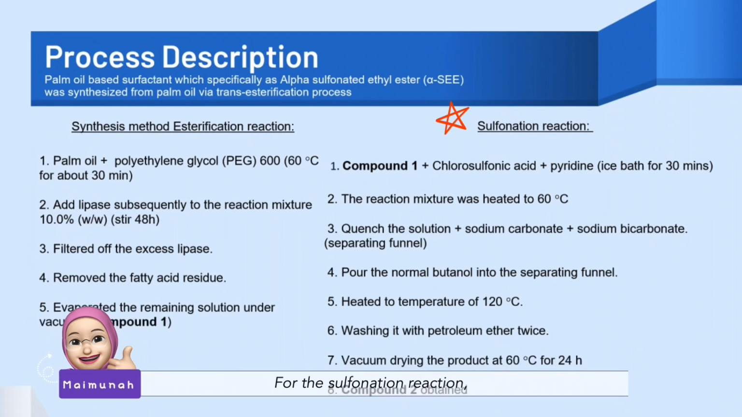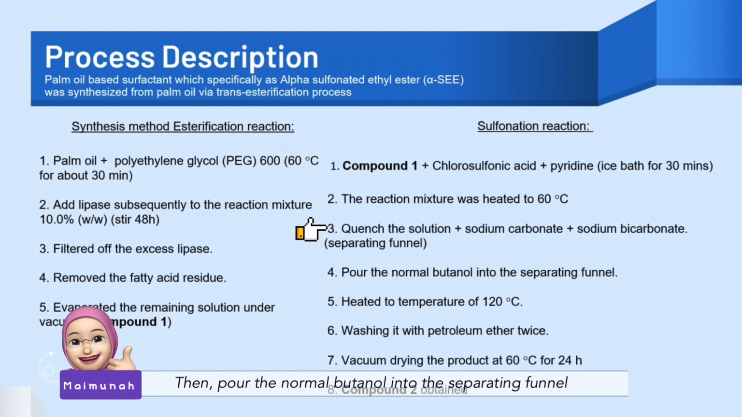For the sulfonation reactions, use the product obtained in the esterification reactions to synthesize the desired product by sulfonation of palm oil ethyl ester. In these reactions, add the chlorosulfonic acid to pyridine, then carry out the reactions in an ice bath under constant stirring for 30 minutes. After that, the reaction mixture was heated to 60 degrees Celsius till a clear solution was obtained. Then, quench the solutions with a saturated solution of sodium carbonate and sodium bicarbonate in a separating funnel.